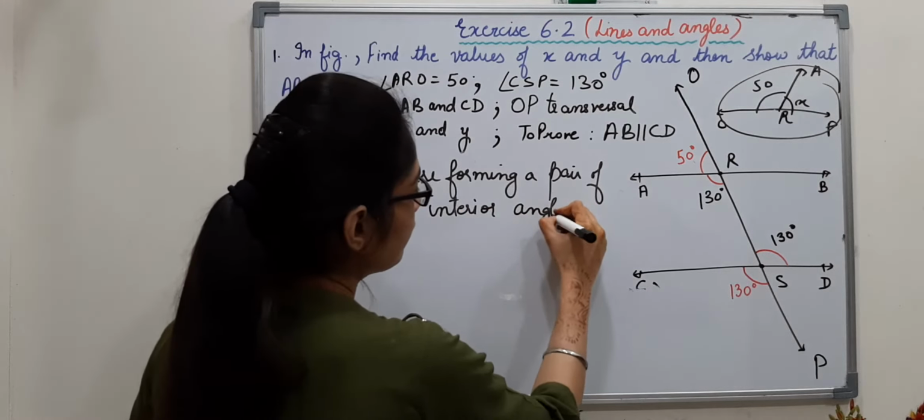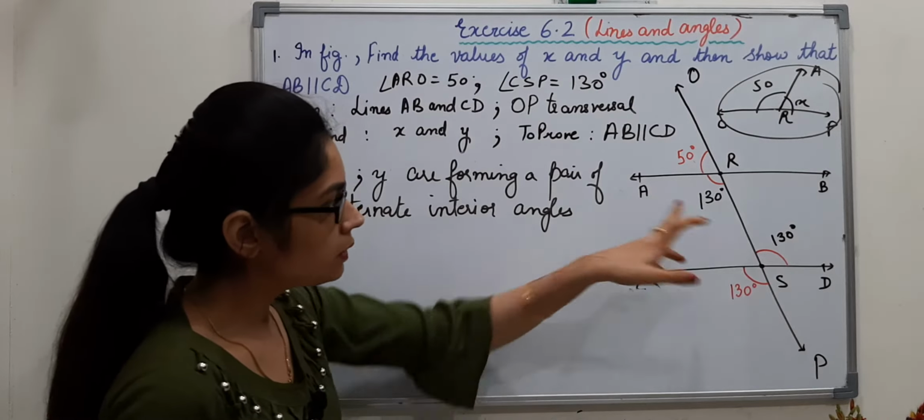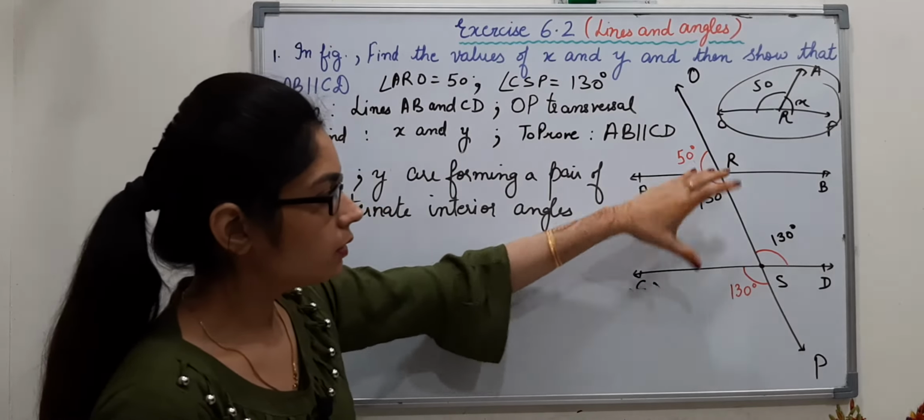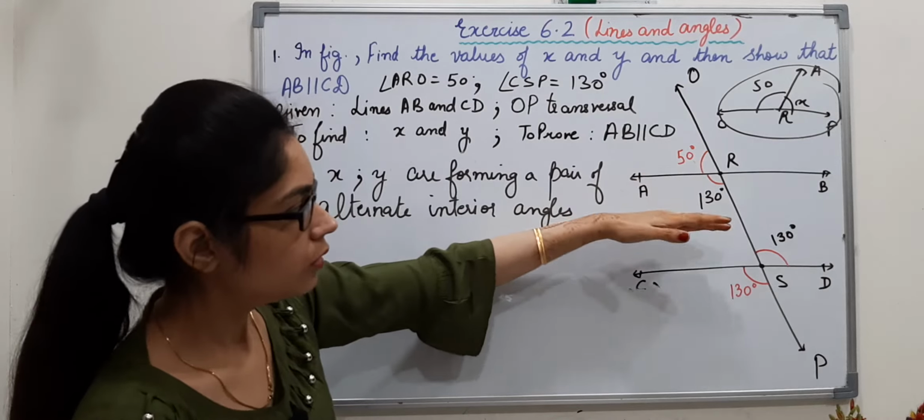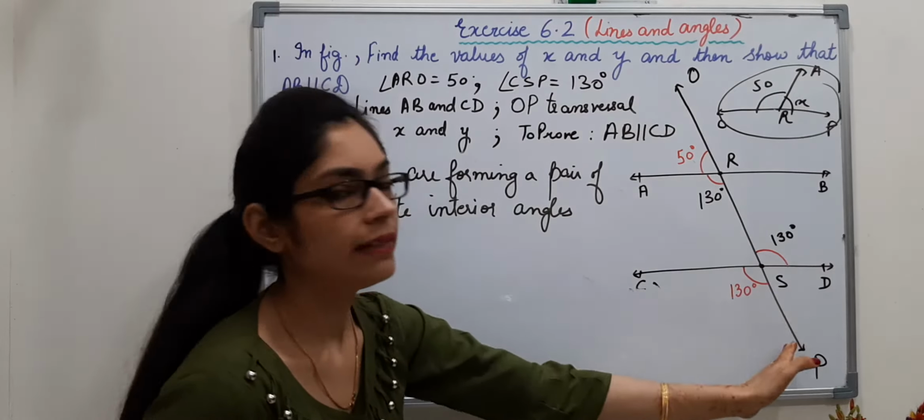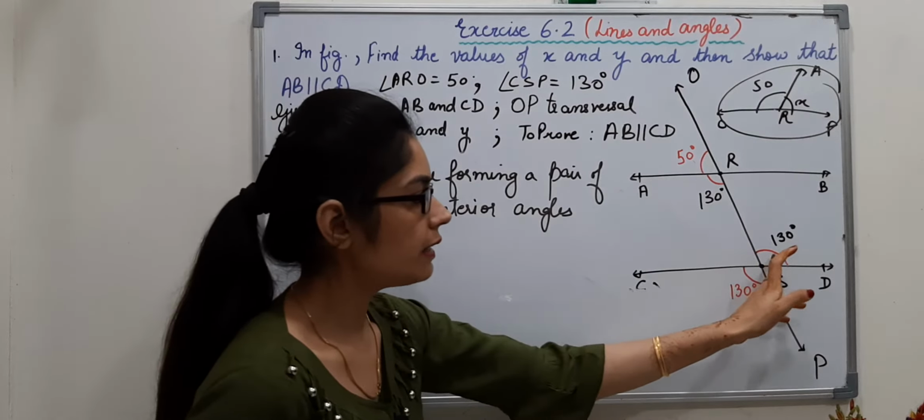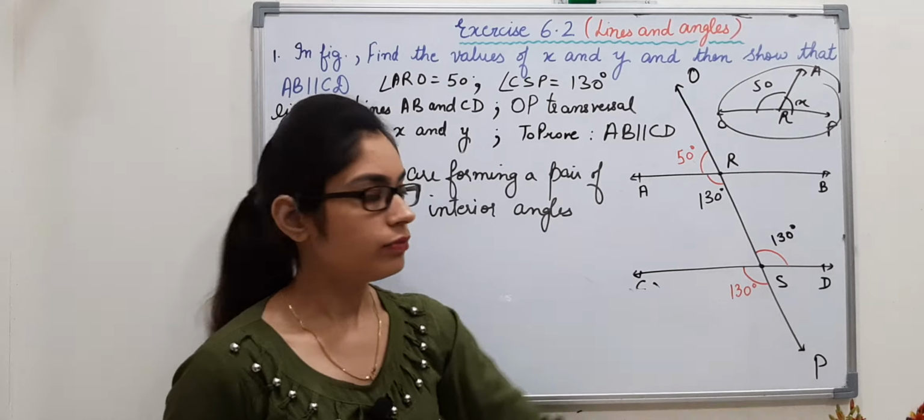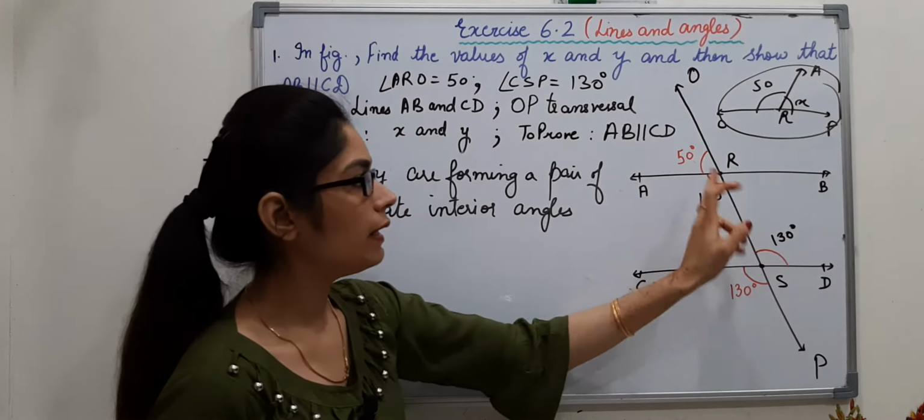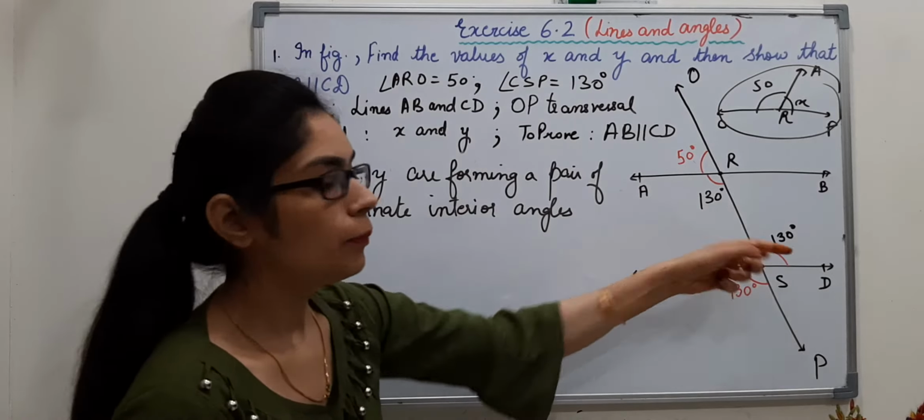So alternate interior angles I have already explained while doing the concepts, that interior angles on both sides. See, this is also an inner angle, and if you see, this is also an inner angle, and on the opposite side of the transversal. This angle is on the left side of the transversal and this angle is on the right side of the transversal. So they are forming a pair of alternate interior angles and they are equal also.